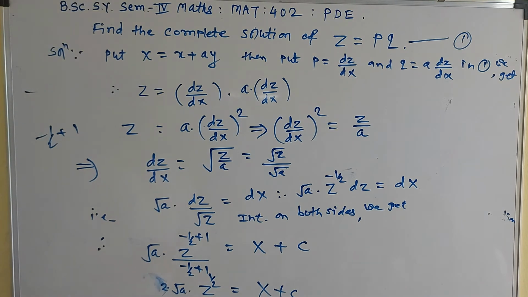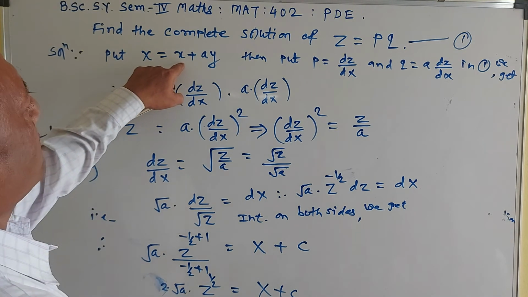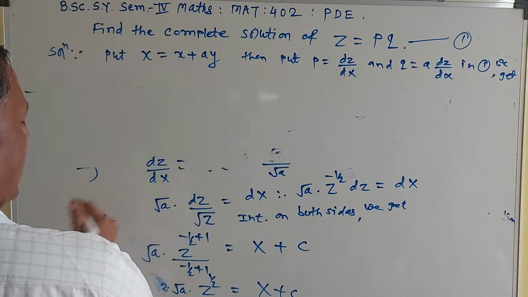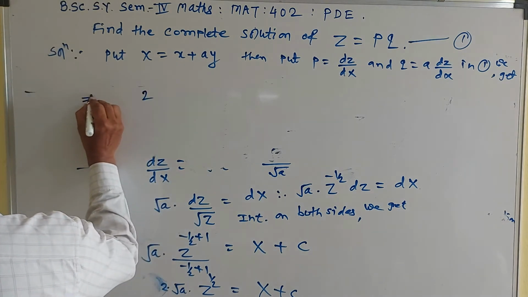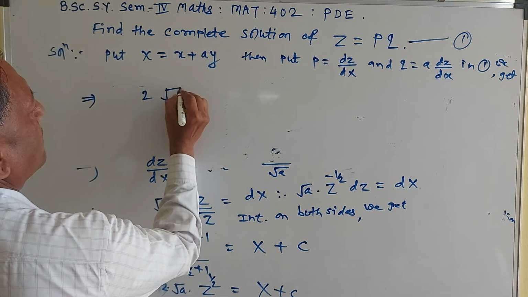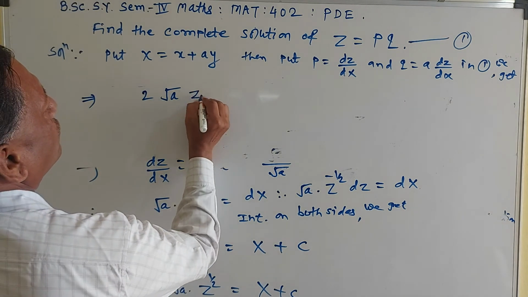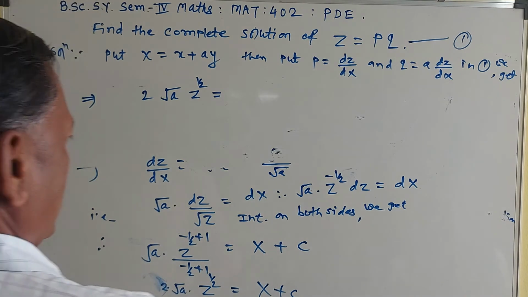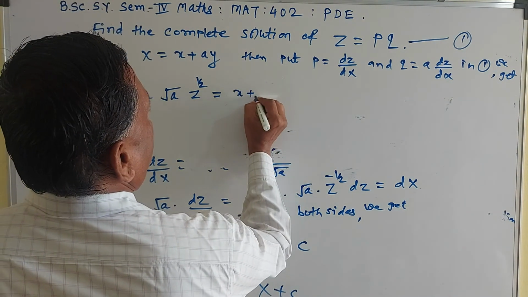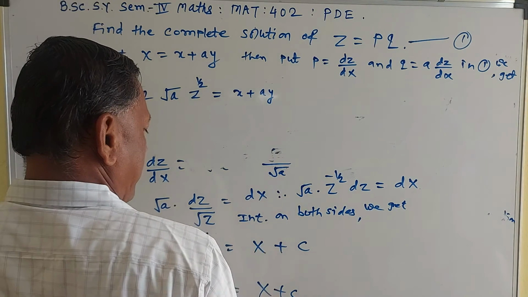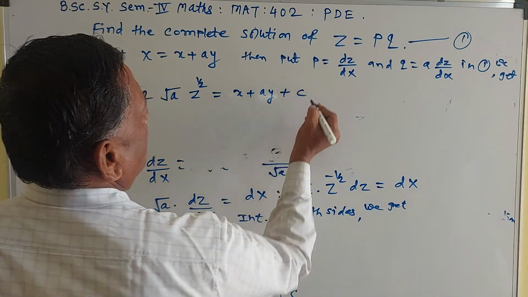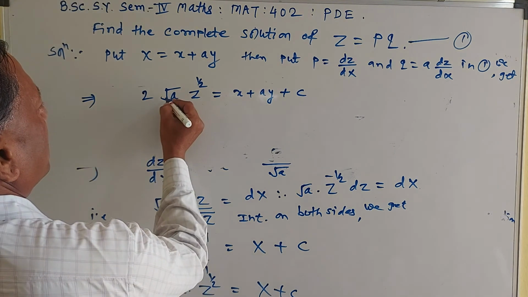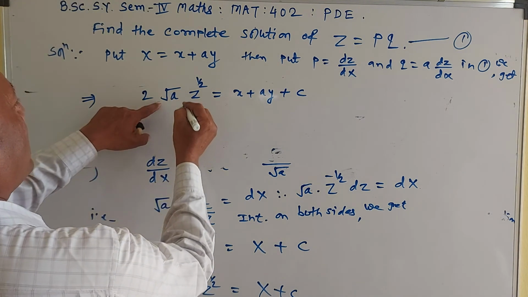But what is X? X is equal to small x plus ay. Therefore this can be written as, next step, 2 into root a into z raised to 1 by 2 is equal to, X means small x plus ay, plus constant of integration, where root a means a raised to 1 by 2.